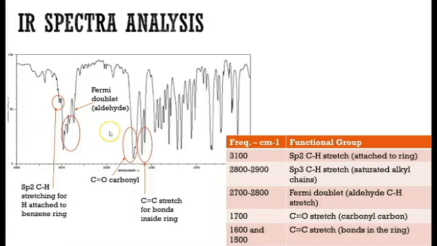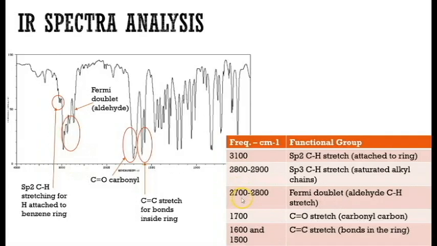Okay, so the first spectral analysis that we're going to look at is the IR spectral analysis. We're going to start all the way downrange here in the 3100 area. So we see some spikes, and those spikes are indicative of sp2 CH stretching. And so those sp2 CH stretching are going to most likely be attached to that ring that we identified. Next, we're looking at the 28 to 2900, and that's sp3 CH stretching, most likely indicative of some saturated alkyl chains.